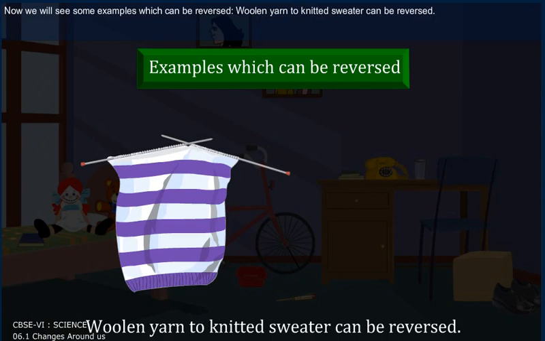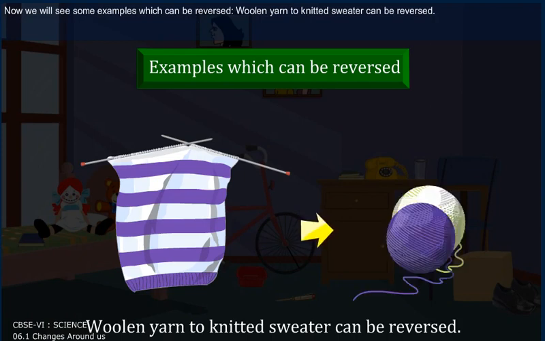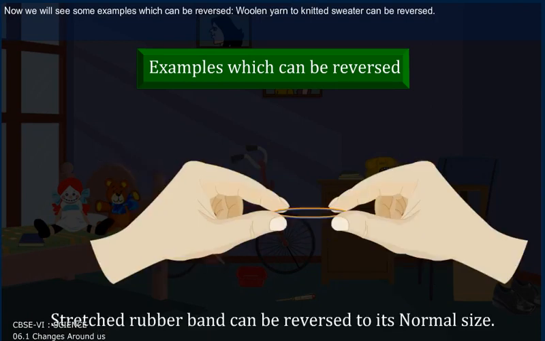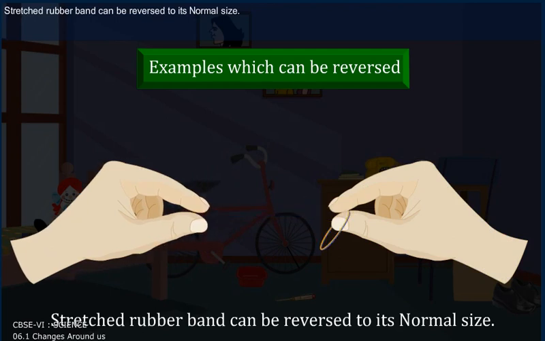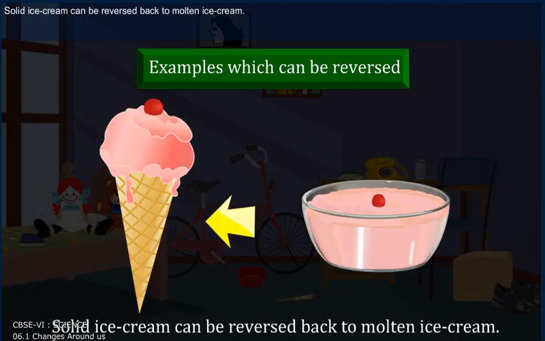Now we will see some examples which can be reversed. Woolen yarn to knitted sweater can be reversed. Stretched rubber band can be reversed to its normal size. Solid ice cream can be reversed back to molten ice cream.